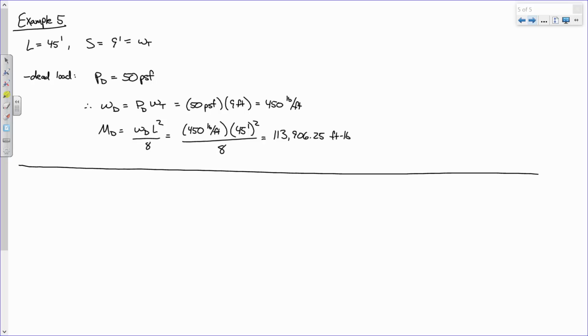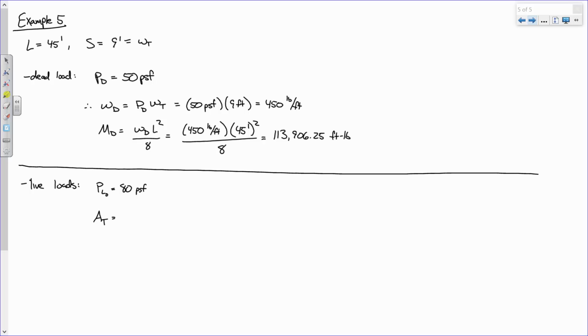Now, this is exactly the same thing that we have to do for live loads, but there's one additional step. We have to reduce. In order to perform live load reduction, we need a couple of things. First off, we know that we have an unreduced live load of 80 pounds per square foot. The first thing that we need is the tributary area.